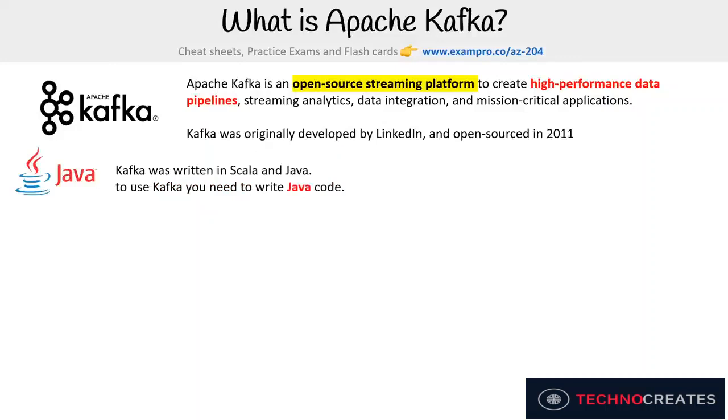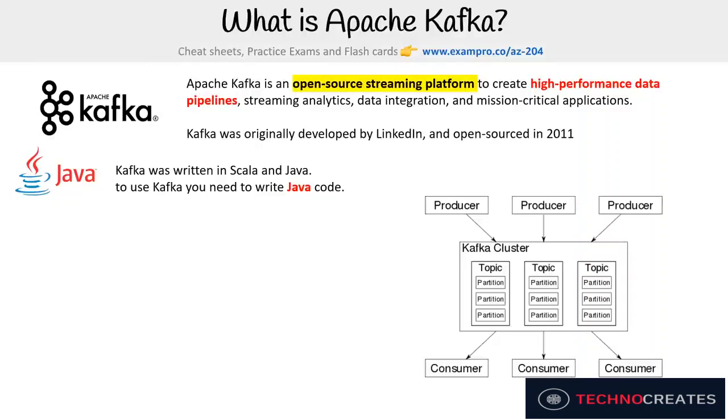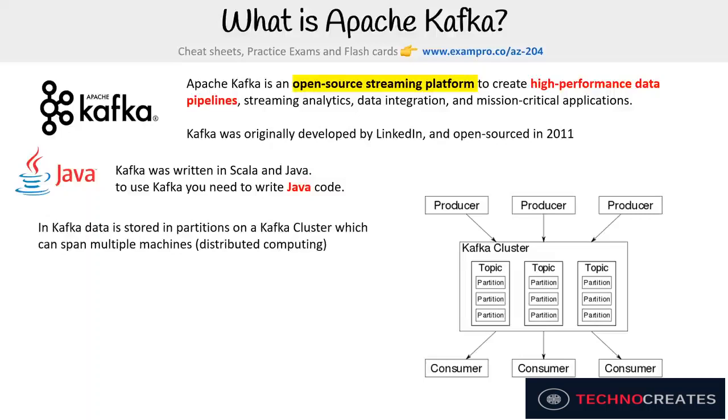Kafka was written in Scala and Java, so to use it, you'll need to know how to write Java. And the idea is quite simple. We have producers, we have consumers, we have topics, there's a cluster, there's partitions. Looks similar to Event Hub and other kinds of streaming platforms. In Kafka, data is stored in partitions, of course, that span multiple machines because it's for distributed computing.